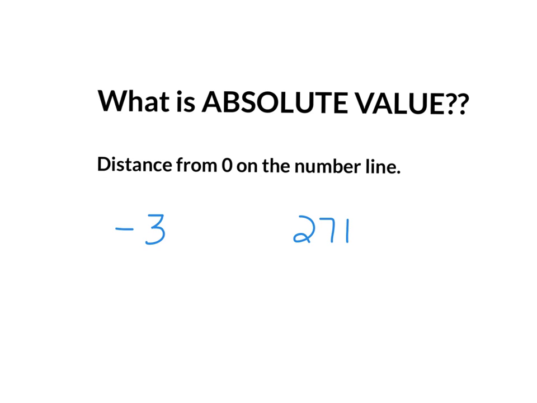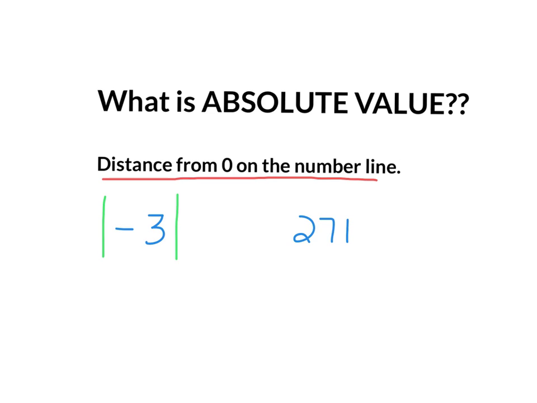Most people don't know. When I ask that question, the first thing they say is, "Oh, it makes everything positive," which is true. But the reason it makes everything positive is because the real definition is this right here: it's the distance from 0 on the number line. And in your assignment tomorrow, they're going to ask you about absolute value bars, which look like this right here.